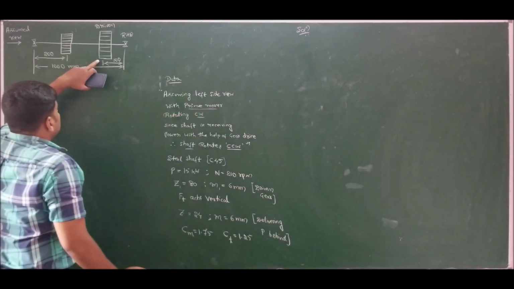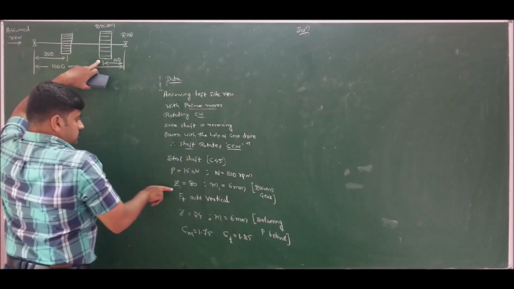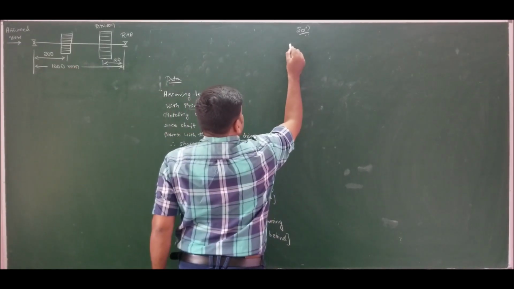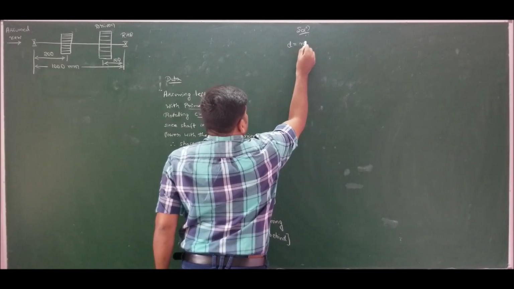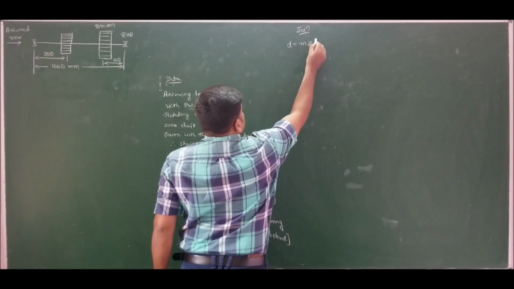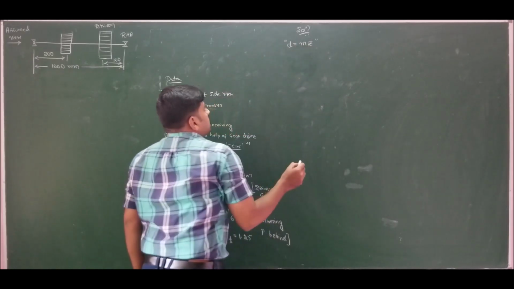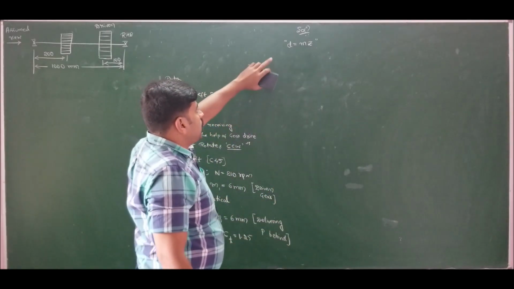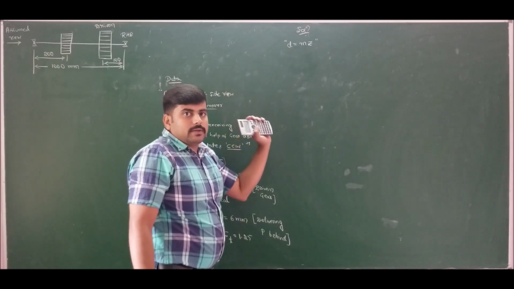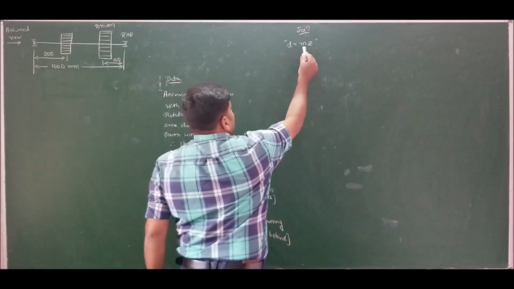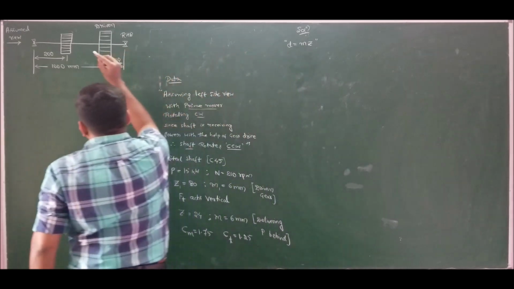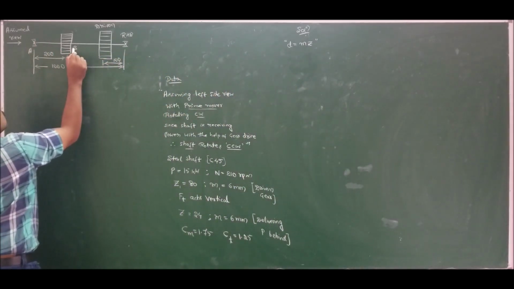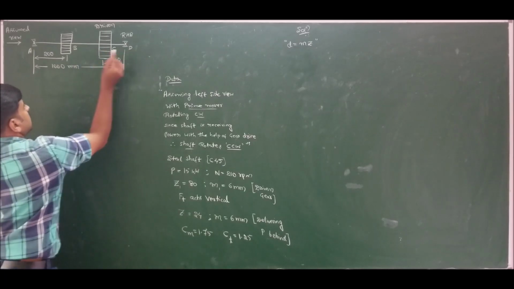Coming to the driven gear, Z1 is 80 and M1 is 6. So we know that D is equal to module into number of teeth. This you already know from the gears that we have studied in theory of machines, where module is defined as the ratio of pitch circle diameter to number of teeth. So we know both. So if I mark it, I will get points A, B, C and D.